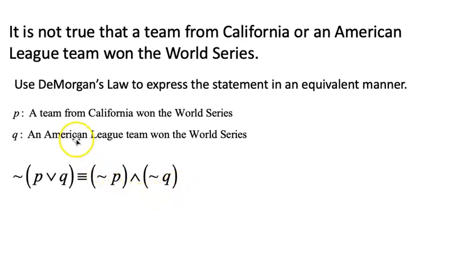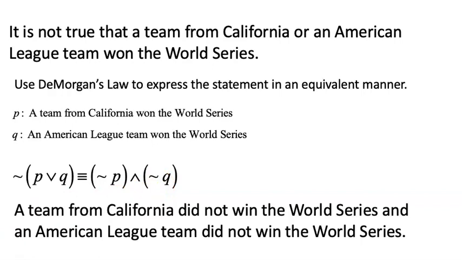Not P: a team from California won the World Series? No. So we'll have to say a team from California did not win the World Series. Flip that sign. And an American League team did not win the World Series. So that is our negated statement of the original one by using DeMorgan's law. Not (P or Q): not the first piece and not the second piece.